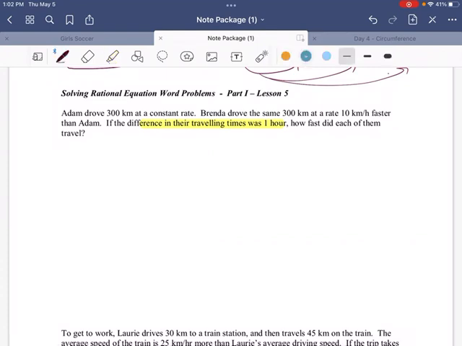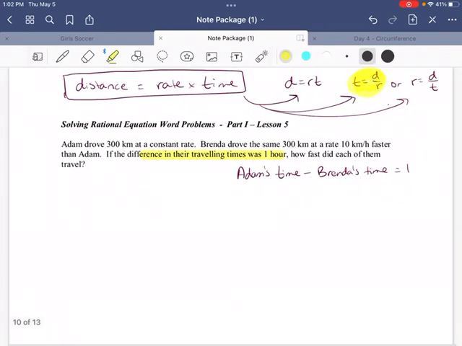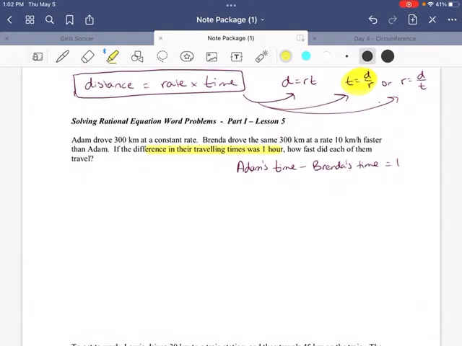So Adam's time minus Brenda's time equals 1 hour. Well, we don't know what those times are, but we can use this formula that I've highlighted in yellow, that time is equal to distance divided by the rate, and come up with an expression for the time. So let's make a little chart here.